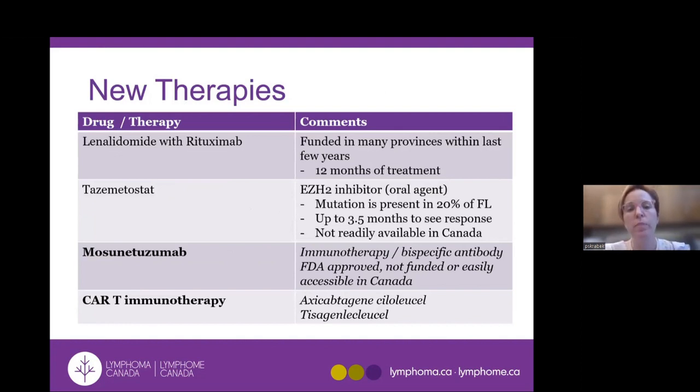And so this slide summarizes some of the novel therapies. Lenalidomide and rituximab perhaps isn't that novel anymore. It's been funded in most provinces within the last couple of years, I think. Lenalidomide is a drug that's considered an immune modulator. Sometimes it's referred to as being chemo-free. I don't necessarily consider it to be that much different from chemotherapy, to be honest. I find that there are still significant issues with blood counts and tolerability, although it may be more tolerable than alternatives such as CHOP. It'd be easier to administer.